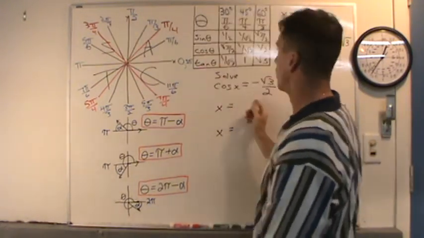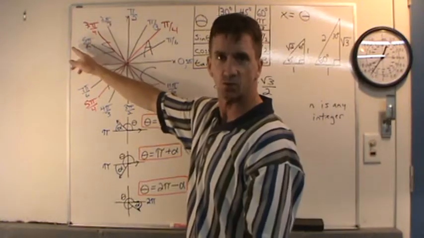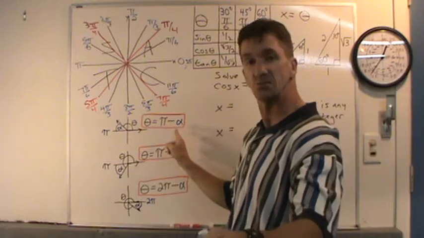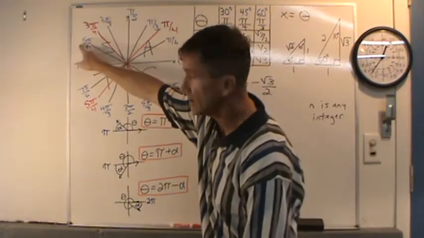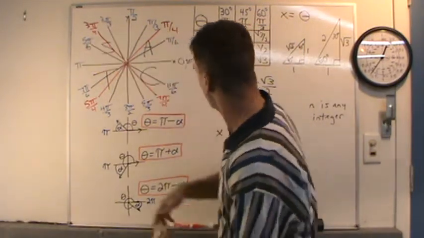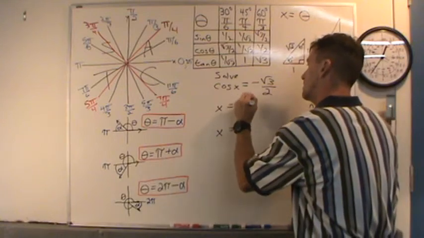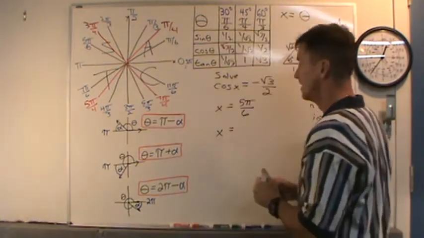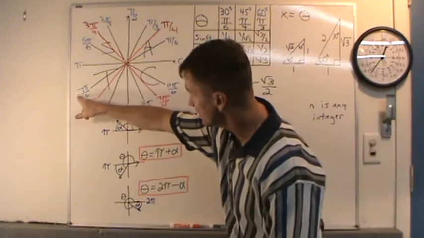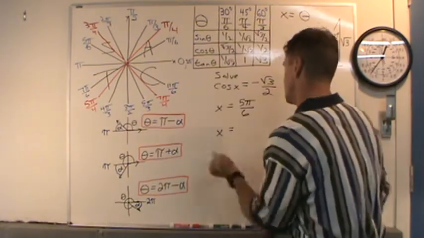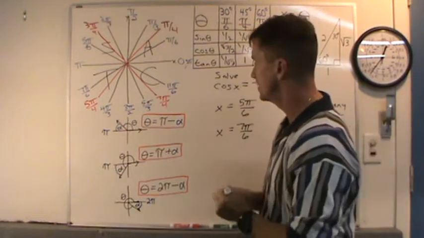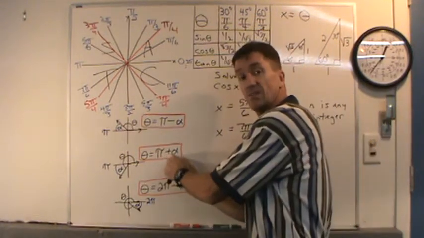So, pi over 6 reference angle in this quadrant? We'd have to take pi minus pi over 6. That would be right there. Pi minus pi over 6 is 5 pi over 6. This is really making our life easy here, isn't it? What's the angle in this quadrant? Oh, there it is, 7 pi over 6. That would just be pi plus the reference angle pi over 6.